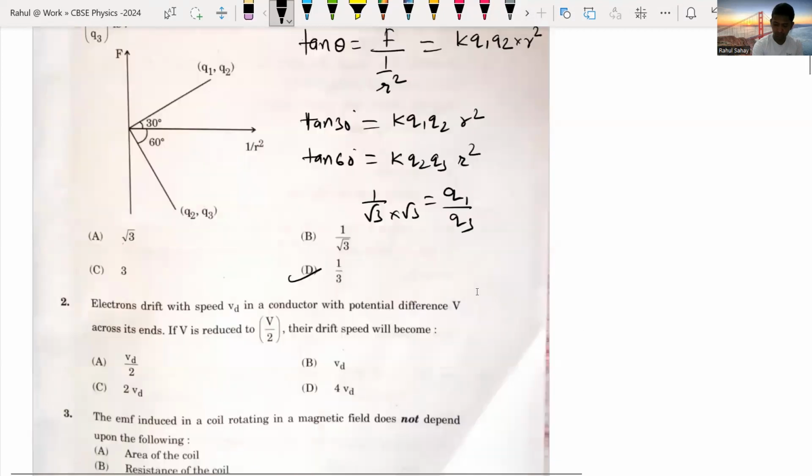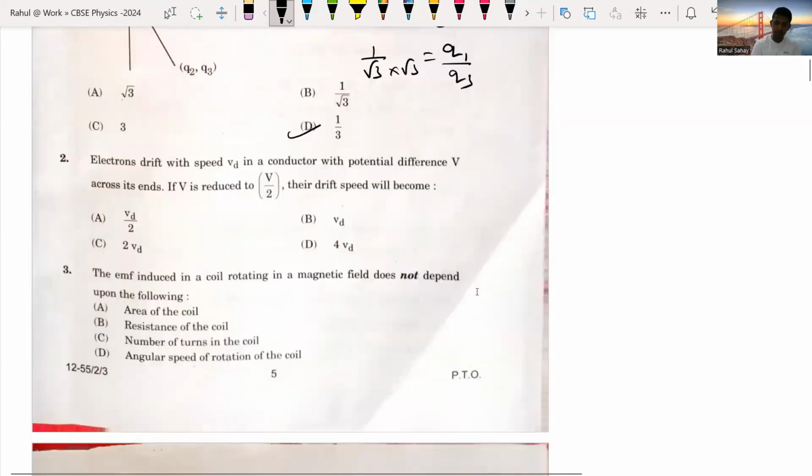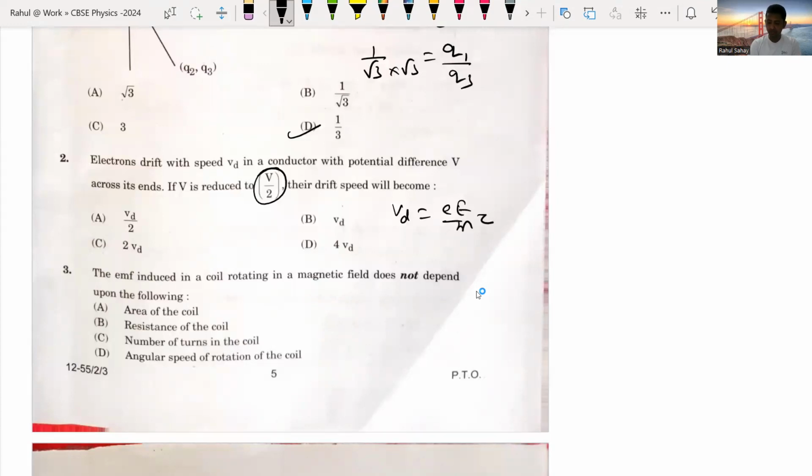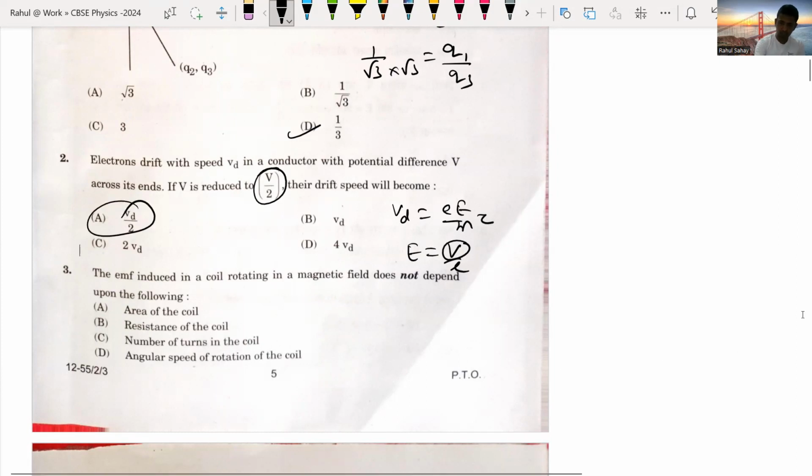So next we'll go to question number 2. They are saying the potential decreases to V by 2. We know the drift velocity expression, Vd is equal to what? E by m into tau. And E is equal to V by L. If potential decreases, electric field also decreases. So if V decreases by 1 by 2, electric field also decreases by 1 by 2, and again drift velocity also decreases by 1 by 2. The answer is Vd by 2, so this is option 2.